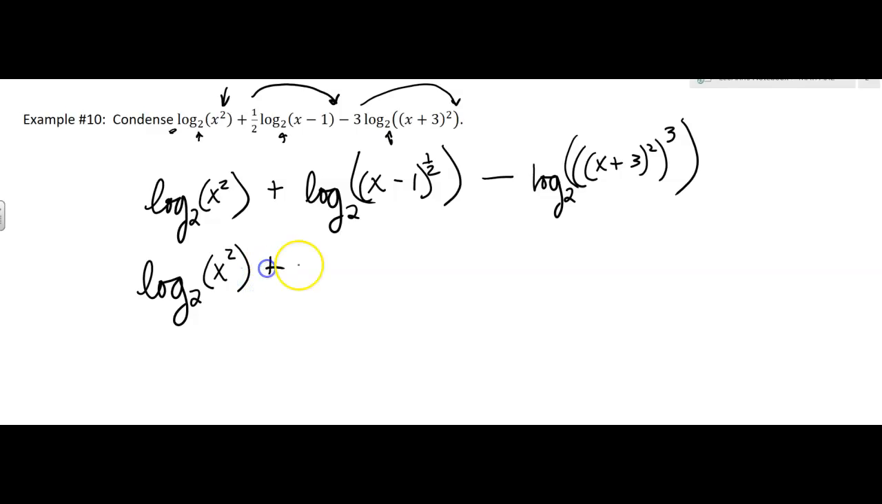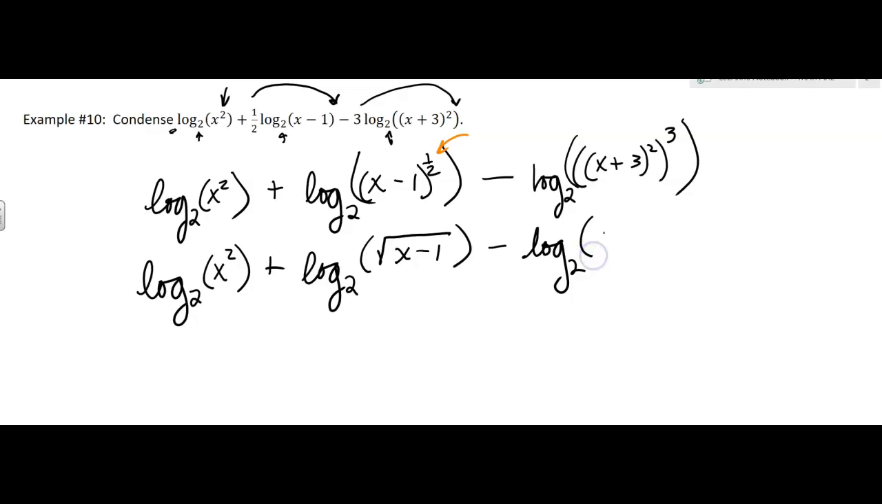All right, now we have log base 2 of x squared. That's fine. Plus, now I'm going to do something with this 1/2. I'm going to write it with the radical notation. They usually do that. So it'll be log base 2 of the square root of x minus 1. Now you might say, well, why do they do that? Why don't they just leave it to the 1/2? They could. I'm just telling you, usually they put it back into the radical notation. Minus log base 2 of, and then they're going to make that x plus 3 to the 6th power, because remember, when you have a power to a power, you multiply those.